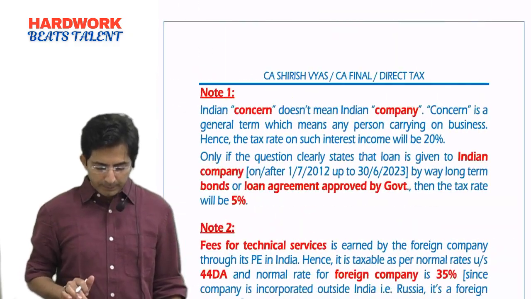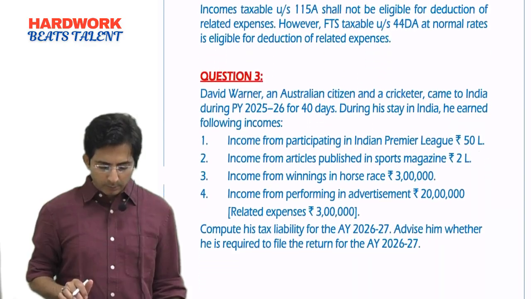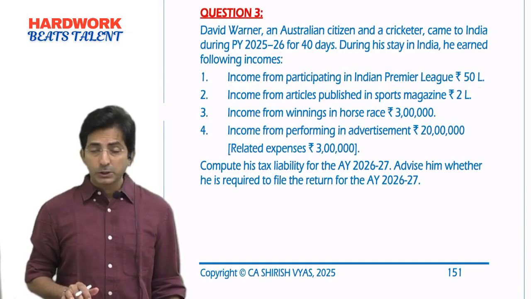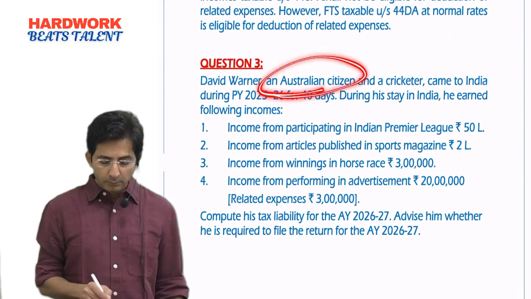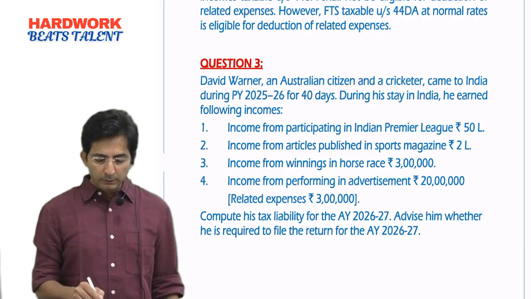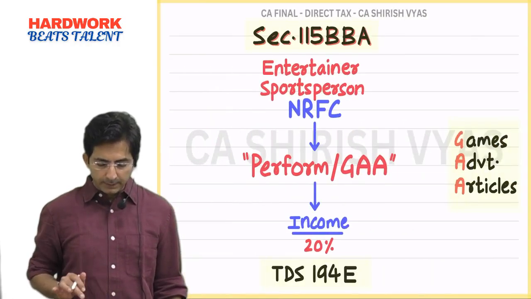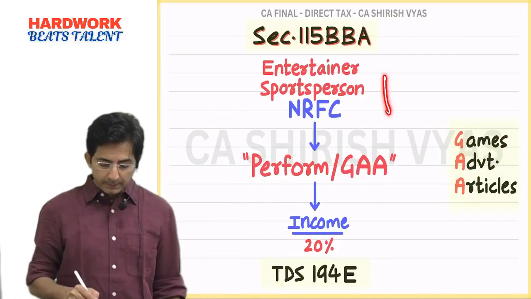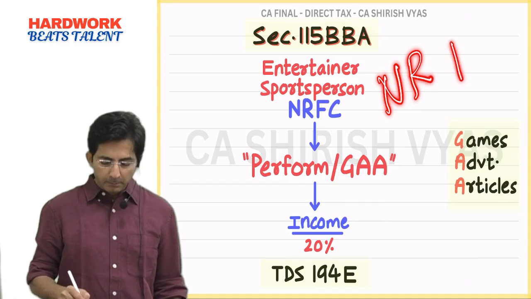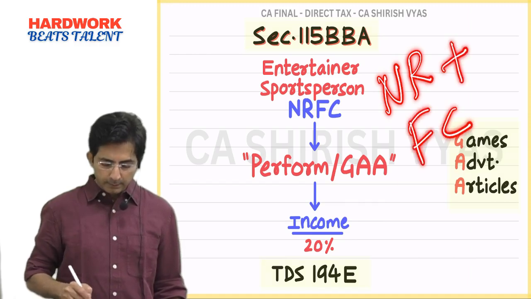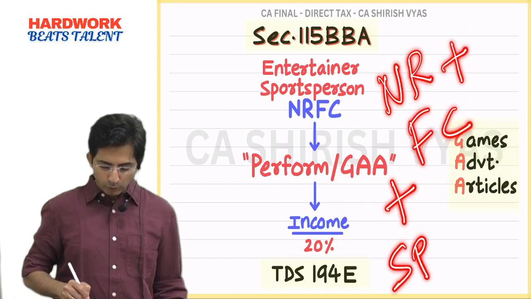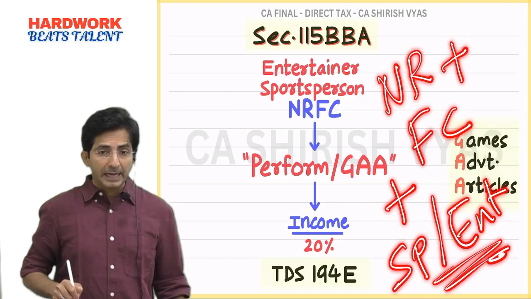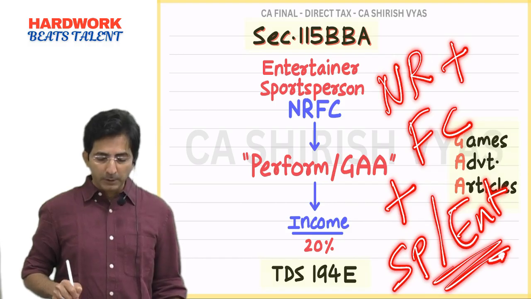Okay. Then question number 3 was in homework. Question 3 was on a sports person, a cricketer. Australian cricketer means foreign sports person. You know this theory, you will apply when? You have to check carefully that the assessee should be non-resident plus foreign citizen plus either a sports person or entertainer. Check everything. NRFC, sports person, entertainer.